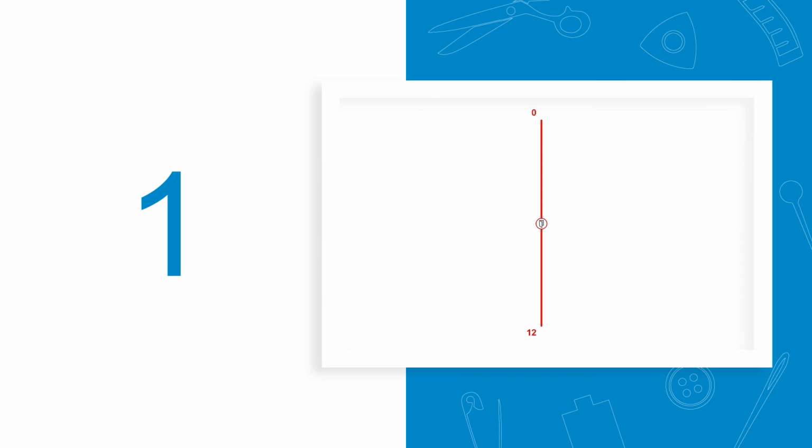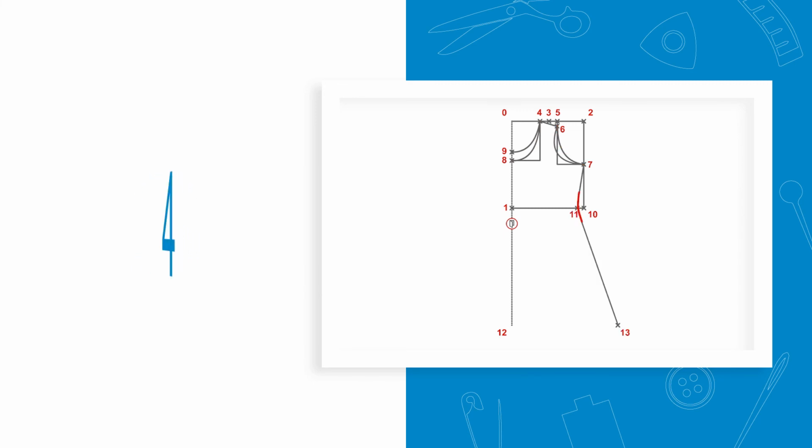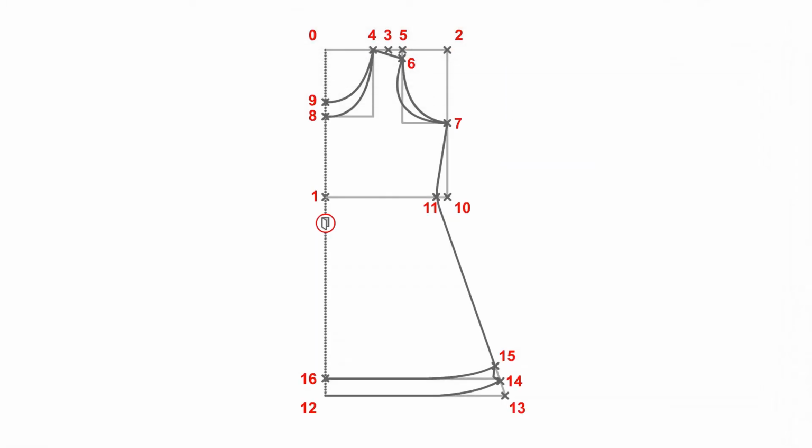Step 1. Draw the baseline fold and mark the full length and front length. Step 2. Construct the shoulder line and the waist line. Step 3. Construct the shoulder slope, back neck opening, front neck opening, front armhole and back armhole. Step 4. Shape the side seam and the bottom hem. With that, we've come to the end of this session.